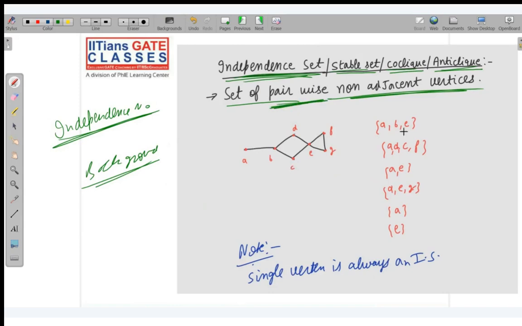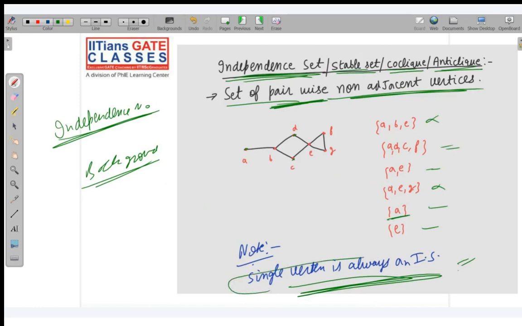For example, this graph is given to us. A, B, and E? A and B are adjacent, so forget about it. It is not an independent set. A, D, C, F: you can pick any pair, there is no edge between them. A, E, yes, independent set. A, E, G, also. A single vertex, 100%, there is no edge, so no problem. A single vertex is always an independent set.